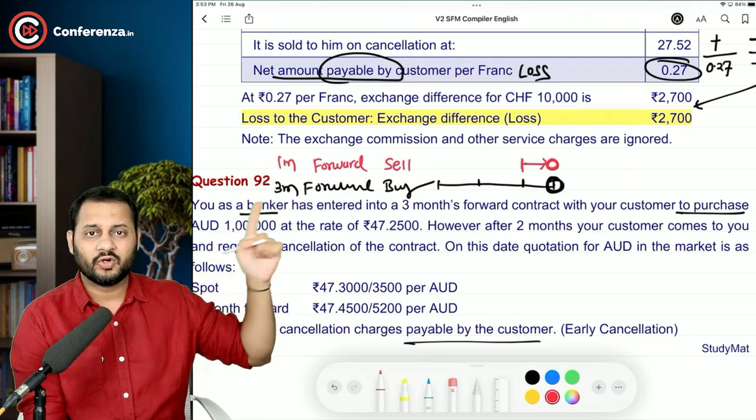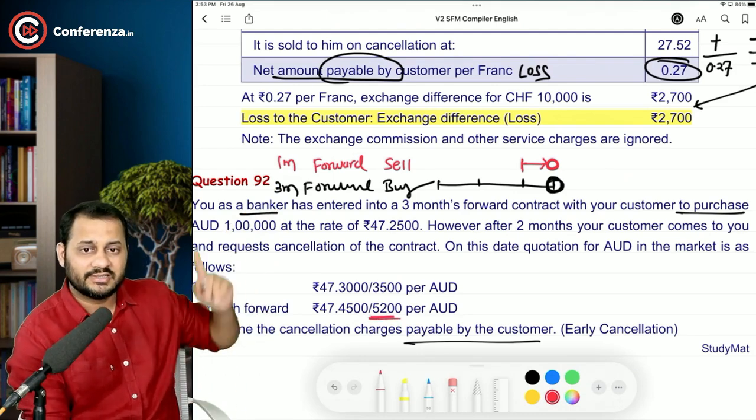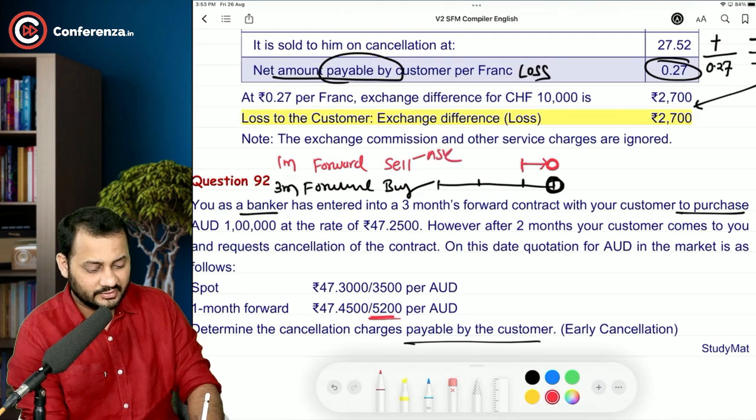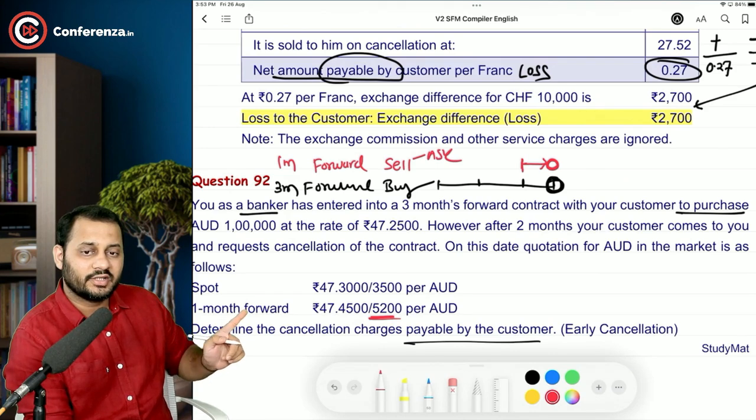So the 1 month forward sell from the bank's angle will be 47.52. Sell contract means ask. From the bank's angle it's ask. The bank is selling, no? So from the bank's angle it's an ask rate of 47.52.